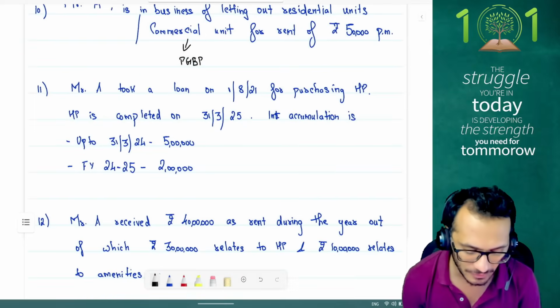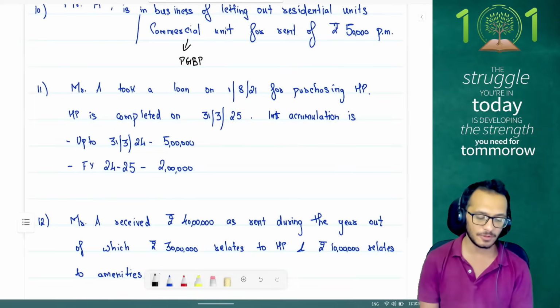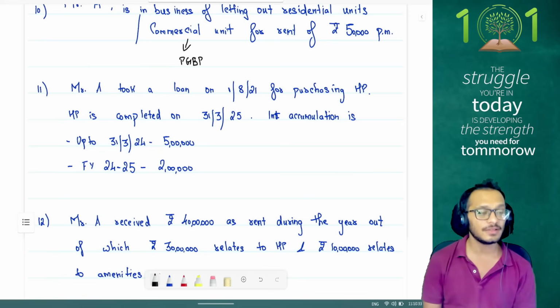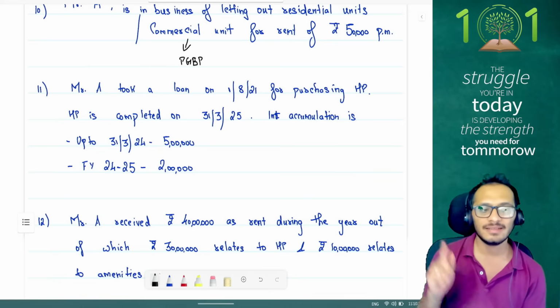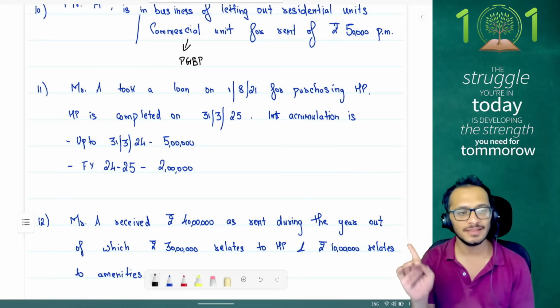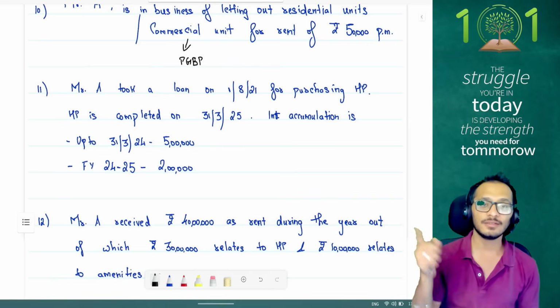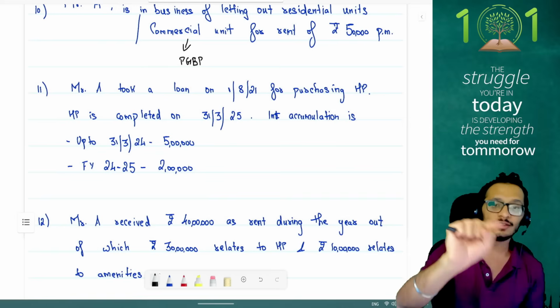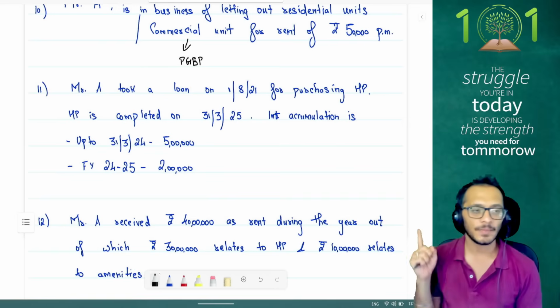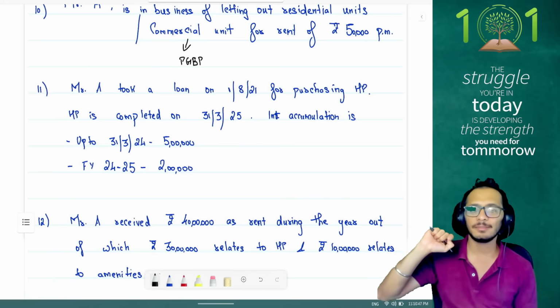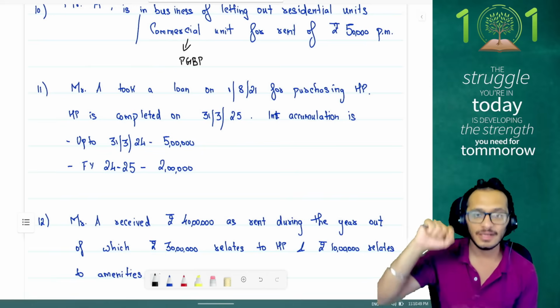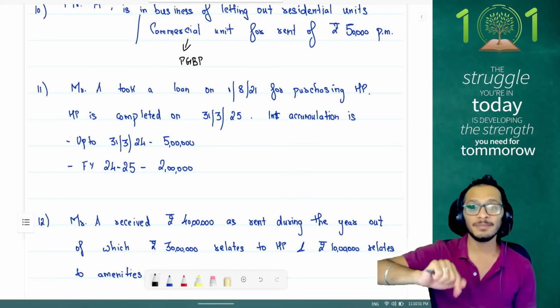Next, when it comes to Mr. A taking a loan on 1st August 2021 for purchasing a house property, which is completed only on 31st March 2025. Yes, there is a pre-construction interest question. What will you do? You'll take the period from the date on which the loan was taken up to the year prior to the year in which the house is completed. People, when is my house completed? My house is completed on 31st March 25, which means 24-25 will become the current year.